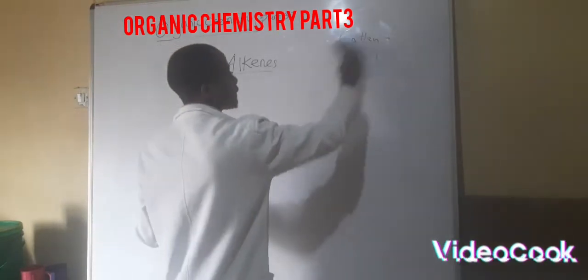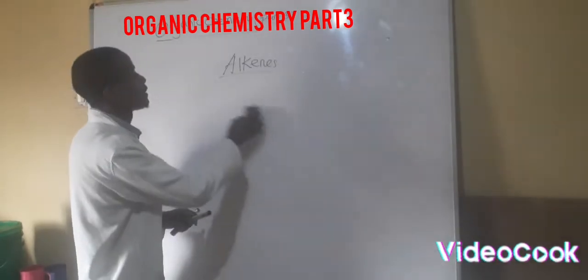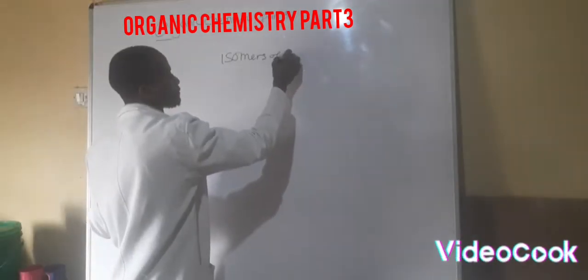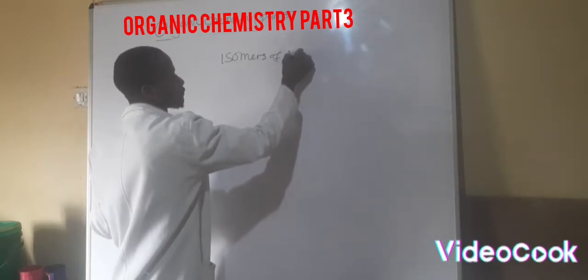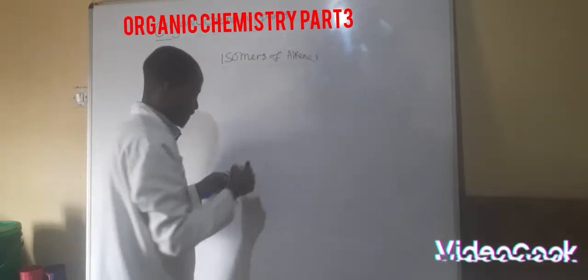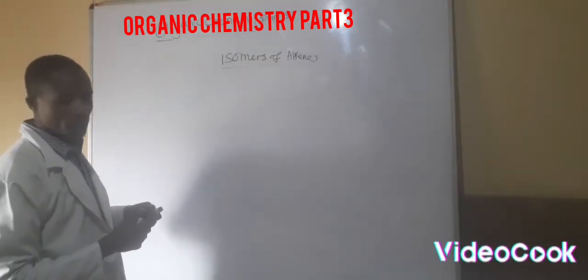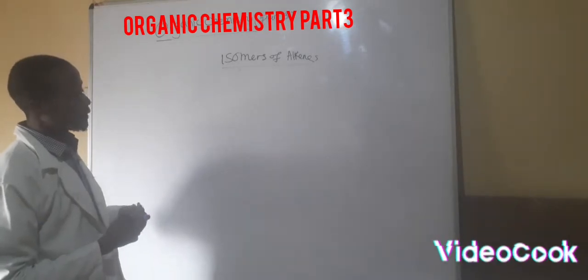Now, we look at the isomers of alkenes. The same definition for isomers: these are organic compounds with the same molecular formula but different structure formula. So the first alkene has no isomer. The second alkene has no isomer. Isomers are starting from the third alkene.